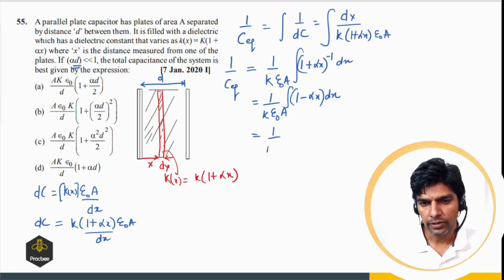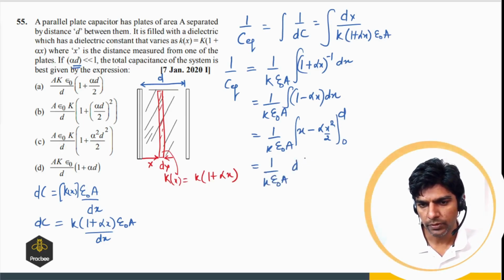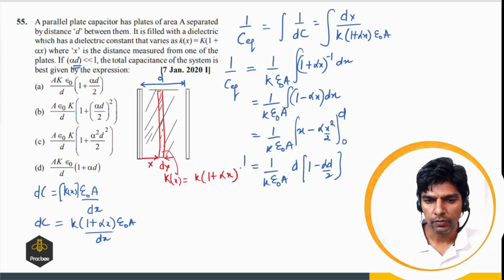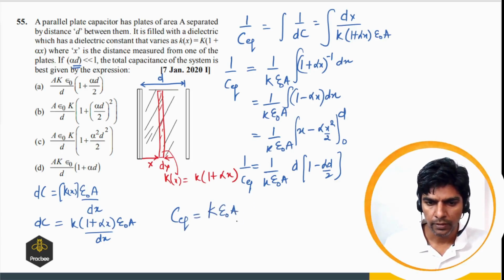So if we do the integration, it will become x minus alpha x square by 2, and the limit is x varying from 0 to d. So let us put the limits. So 1 upon k epsilon naught A times d will be common, times (1 minus alpha d by 2). So that will be 1 by C equivalent. So C equivalent comes out to be k epsilon naught A divided by d, and then we have 1 minus alpha d by 2.